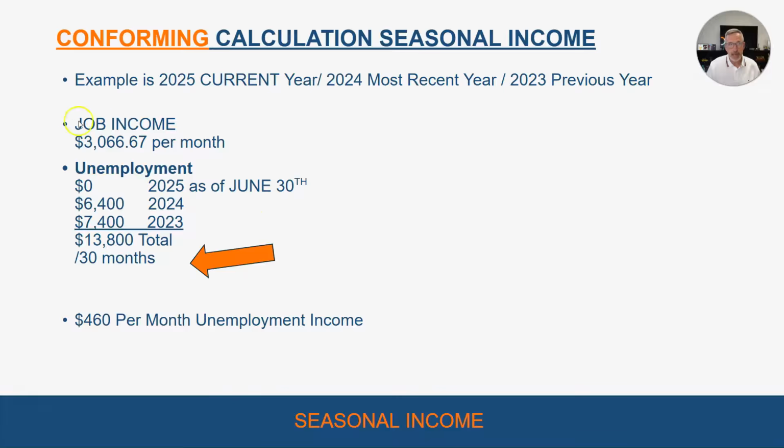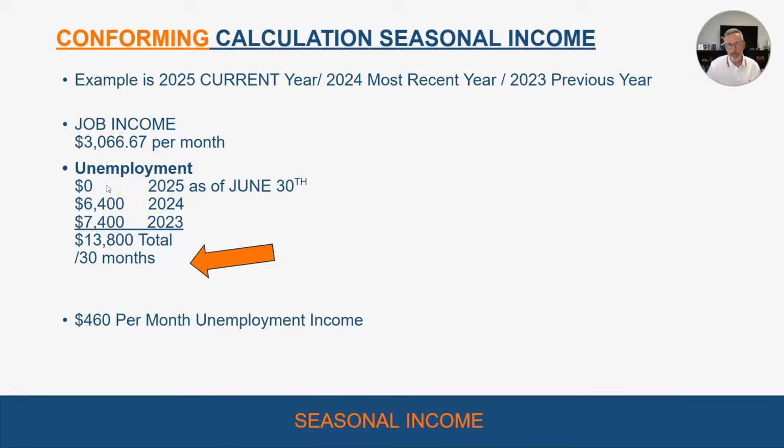The next thing is I've got my 3066.67, and I want to add my unemployment. Now I put in a very specific example because this is the one that creates the most questions. So I've got my monthly income from the job itself, but I can add on the unemployment. But unemployment, they only start getting in the summer. The summer months are the only time they get it in our example, but they haven't gotten any yet.